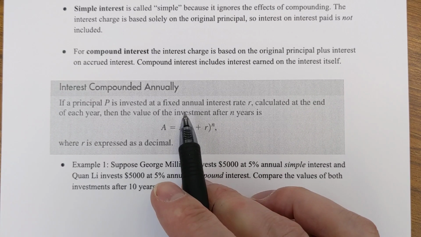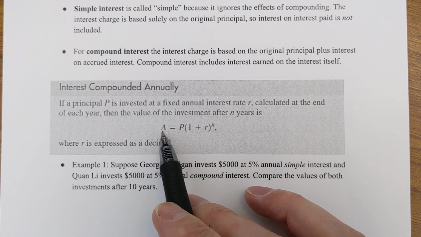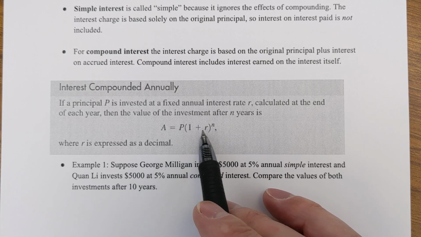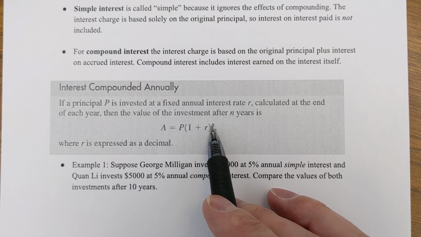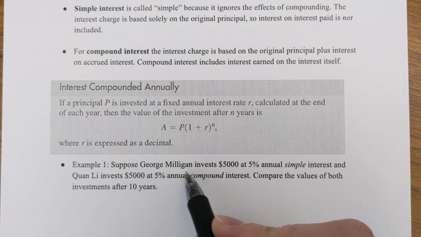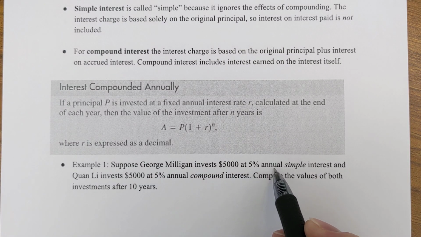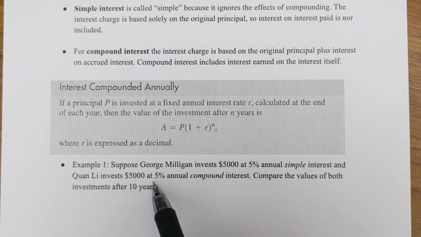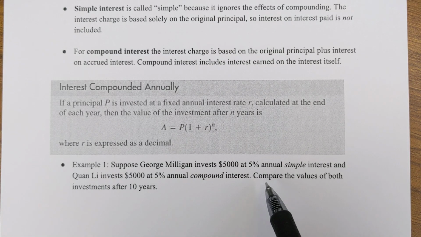So here's our formula for compounding annually. The amount of money in the account is equal to the principal times 1 plus R, where R is the interest rate, and then N is the number of years that have passed. So it says, suppose George Milligan invests $5,000 at 5% annual simple interest, and Quan Lee invests $5,000 at 5% annual compound interest.